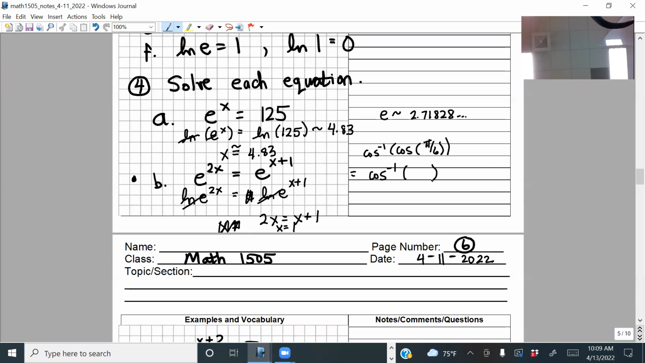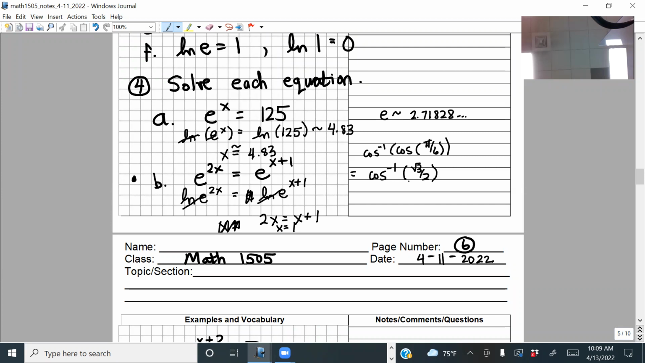Pi over 6 is 30 degrees. So what's the cosine of 30 degrees? Square root of 3 over 2. Yeah, that's square root of 3 over 2, right? Okay. So that's square root of 3 over 2. And so now we're trying to compute the cosine inverse of the square root of 3 over 2, right? So we're looking for an angle now whose cosine is square root of 3 over 2, right? So the logical answer there is pi over 6, right? The first angle whose cosine is square root of 3 over 2 is pi over 6.